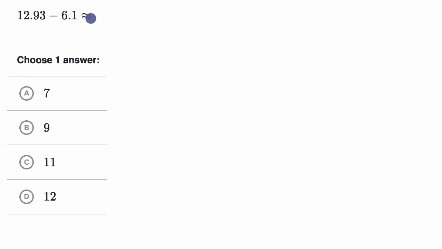And you shouldn't really need paper for it. The whole point of estimation is to be able to do it quickly and get close to the answer. You don't have to get the exact answer. Well, let's think about it. The way my brain would do it is 12.93. Let's just round each of them to the nearest whole number.